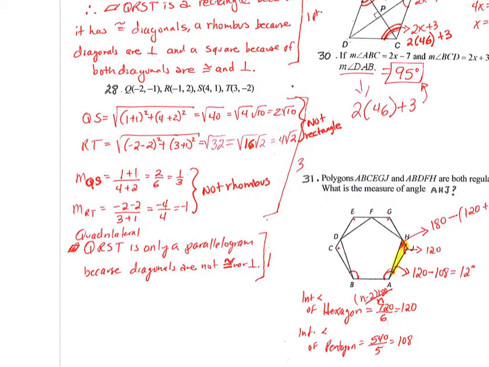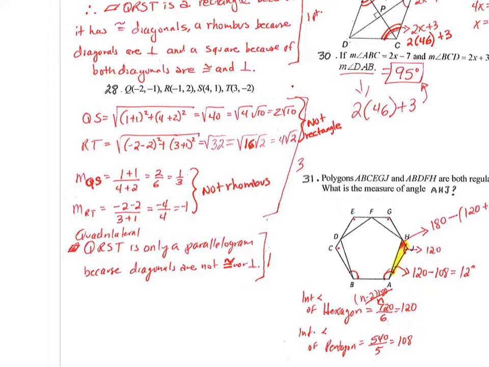Notice that because of the distances, the length of those diagonals is not the same, so it's not a rectangle. When you get the slope, that gives you 1/3. RT is -1 when you simplify it to the lowest terms. Since the diagonals do not have slopes that are negative reciprocals, this is not a rhombus. So it's not a rectangle, it's not a rhombus, so it's none of the three. So you have to say quadrilateral PQRST is only a parallelogram, because I've said that it's a parallelogram. So it's only a parallelogram because, explain why. Well, because diagonals are not congruent nor perpendicular. So that was number 28.